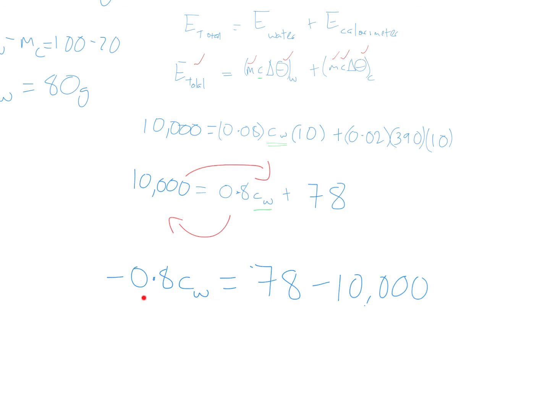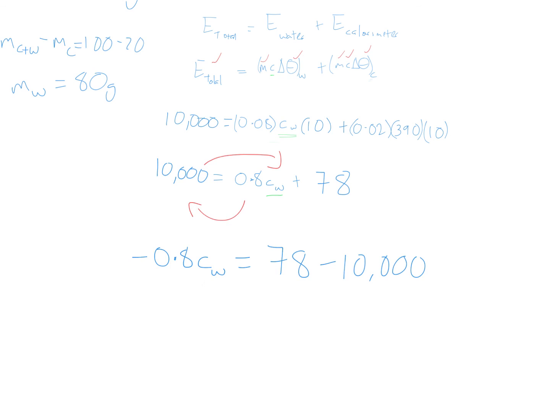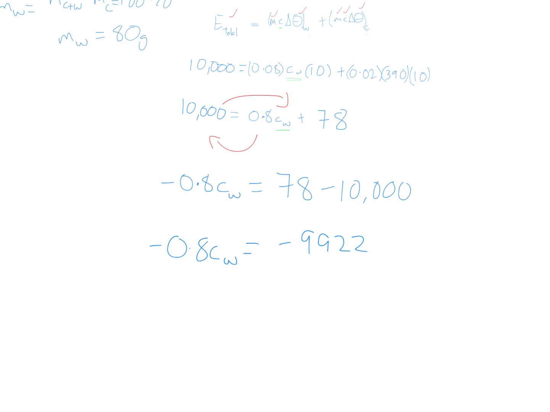On the left hand side now we have one term, on the right hand side there's two terms, so let's simplify those two on the right hand side. 78 minus 10,000, use your calculator for that. So your answer should be minus 9,922. On the right hand side we're still going to say minus 0.8 times specific heat capacity of water.